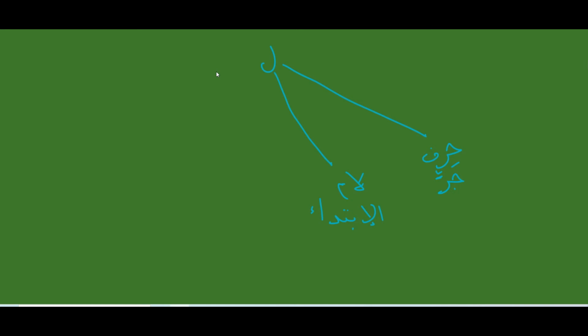Because lam itself in the grammar field, we have harfu jar. Harfu jar means the preposition. Then we have lamul ibtida, a lam that begins every sentence, but it doesn't represent harfu jar. It is another topic by itself. Then we have lamu taukid.